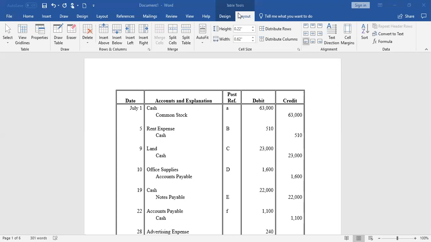Okay, Sheila, I see. So when we borrow money, it's a loan and we put it under notes payable. That's correct. When it's from the bank.